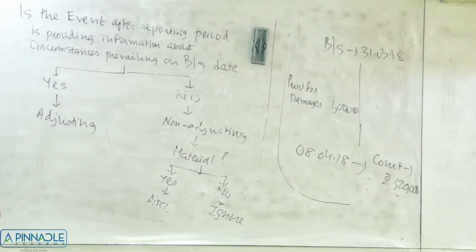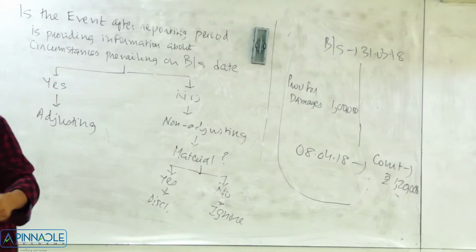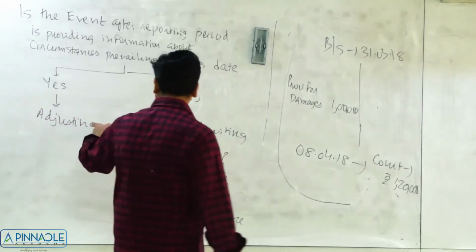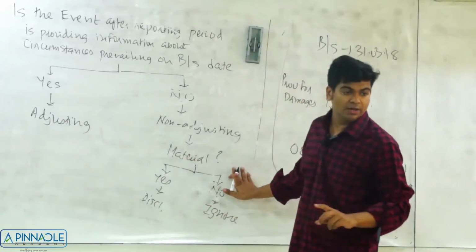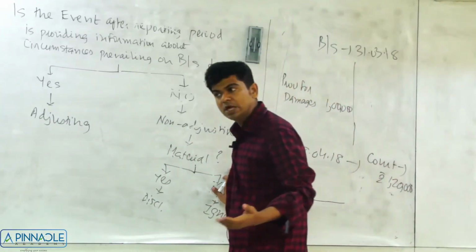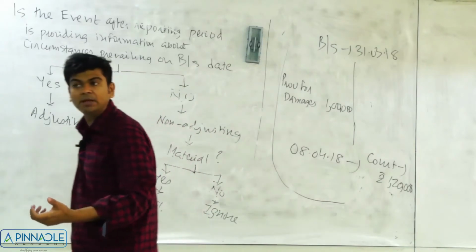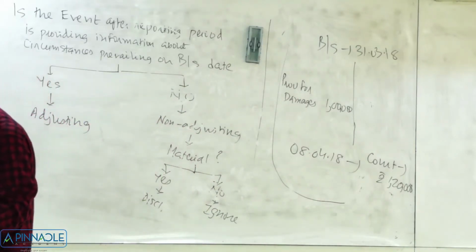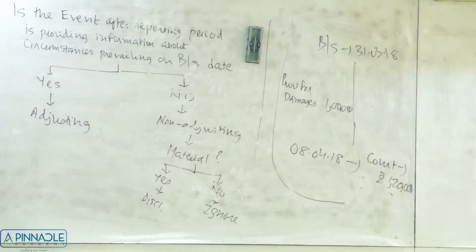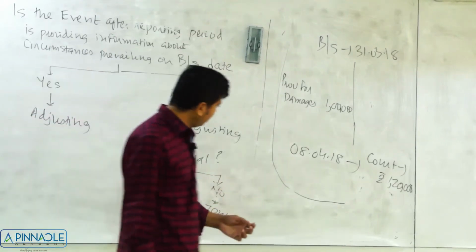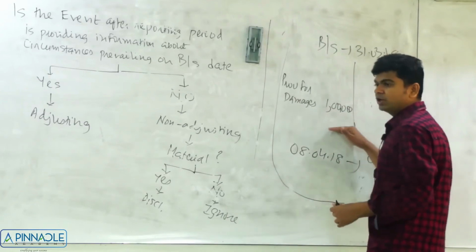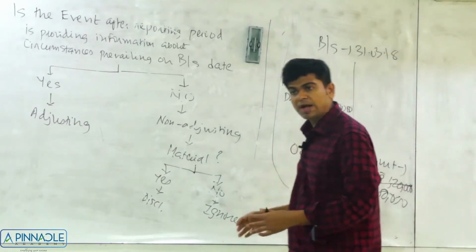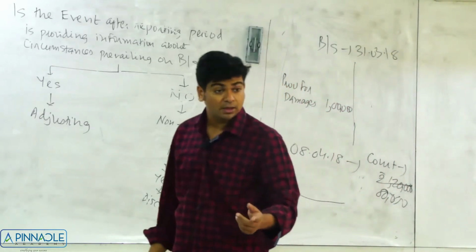So this 20,000 rupees extra that you will have to pay, can I consider it to be adjusting? And if it is adjusting, I'll have to provide for another 20,000 rupees. So I will further debit my P&L by 20,000. Or it can even be the other way around also. If the court judgment is that you have to pay only 80,000, then whatever extra 20,000 you have provided, you can reverse it back.